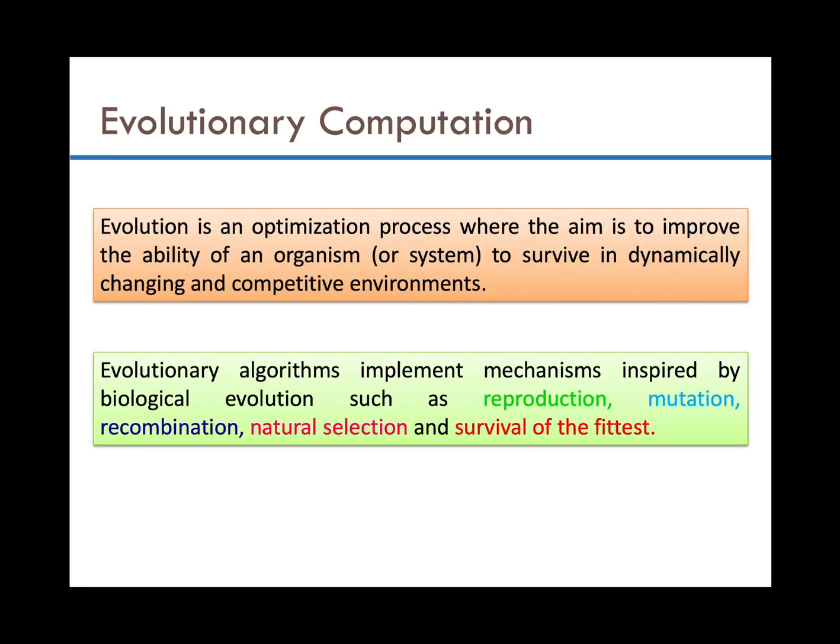If I talk about evolutionary computation, which is another category of nature inspired algorithms, these algorithms are basically based on the Darwinism principle, survival of the fittest. Evolution is an optimization process where the aim is to improve the ability of an organism to survive in dynamically changing and competitive environments. In all the evolutionary computation algorithms, biological evolution operators are used, for example, reproduction, mutation, recombination, natural selection, and they are based on the survival of the fittest principle.